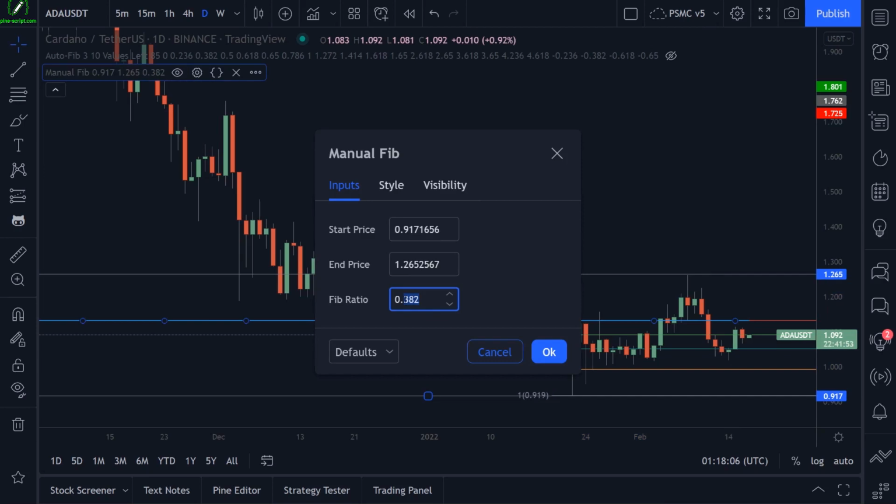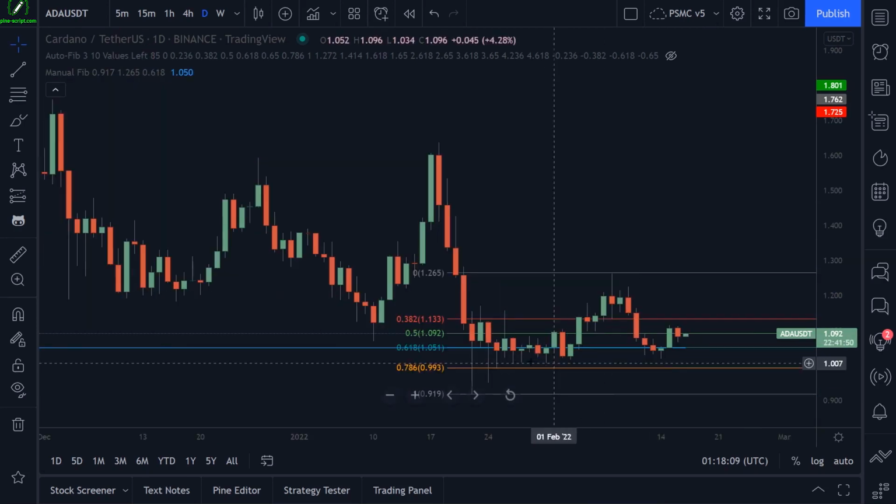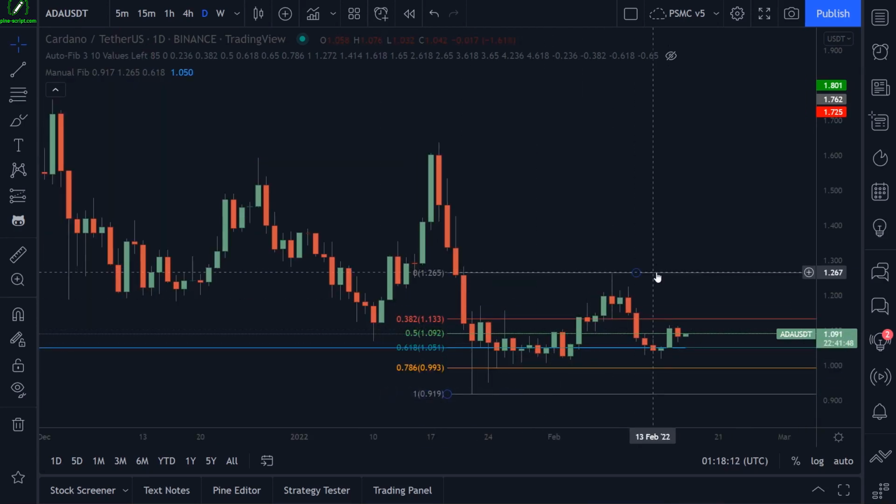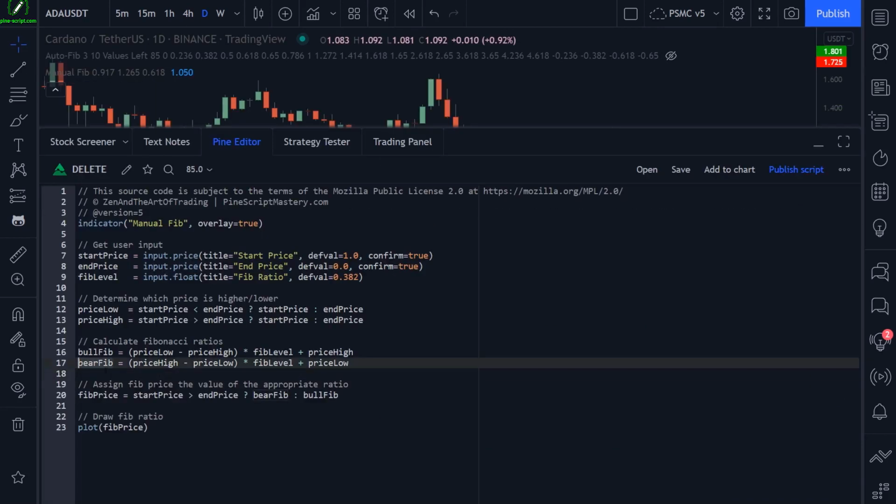So if I change this to a 618, click OK. Now our blue line has moved down to the 618 retracement. And then for a bear fib, it's the same formula. We're just flipping the values. So we're subtracting the price low from the price high, multiplying that value by the fib level or fib ratio, and then adding the price low back on. That gives us our bullish and bearish Fibonacci ratios.